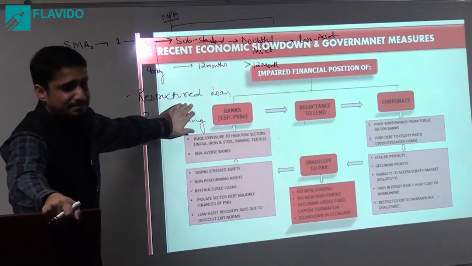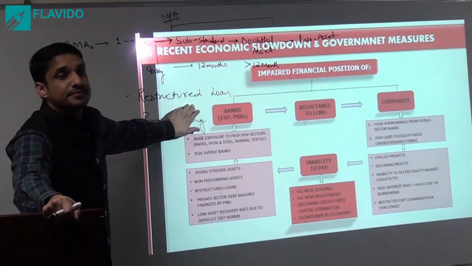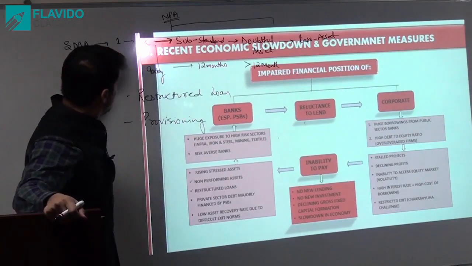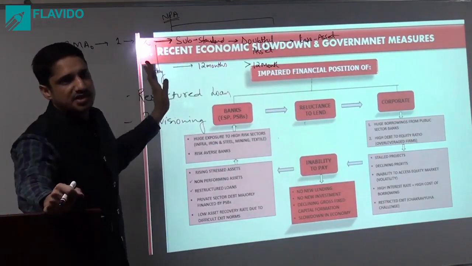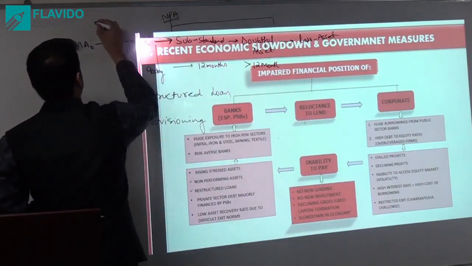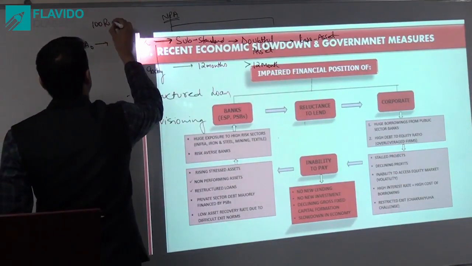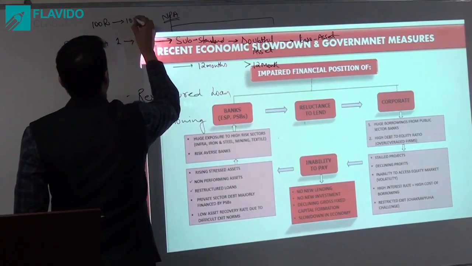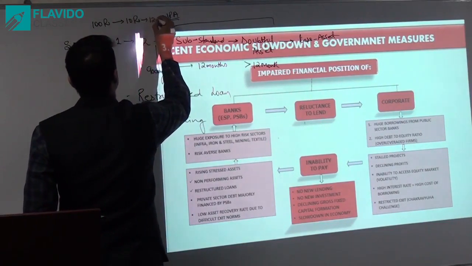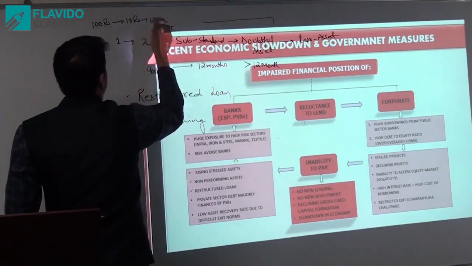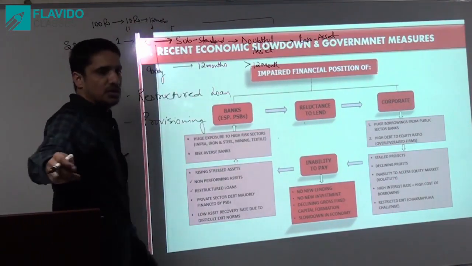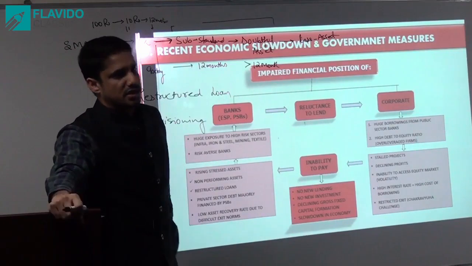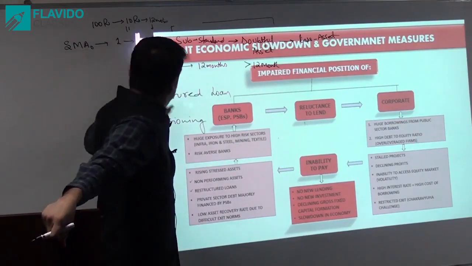Restructured loan means whatever the initial payment duration or the amount you have fixed, if you are changing it, is regarded as restructure. Suppose earlier you said you have to return this 100 rupees at the EMI of 10 rupees for 12 months. अगर उसको आपने 10 की जगह 11 कर दिया या 5 कर दिया, 8 कर दिया या 12 months को you increase or decrease, is regarded as restructure. So this is restructured.